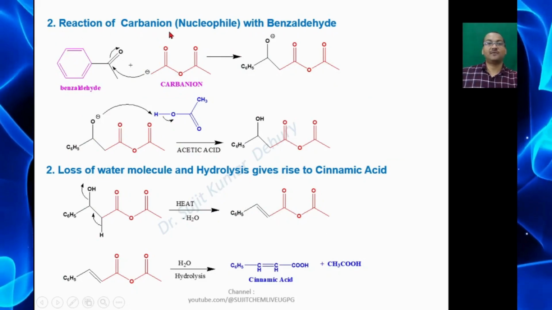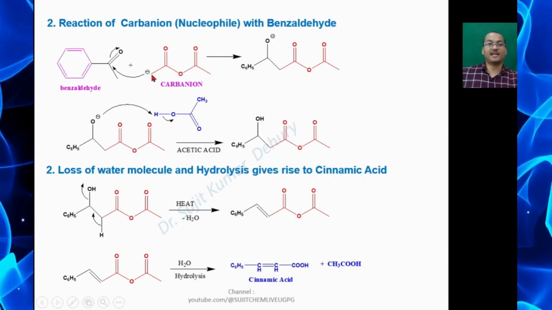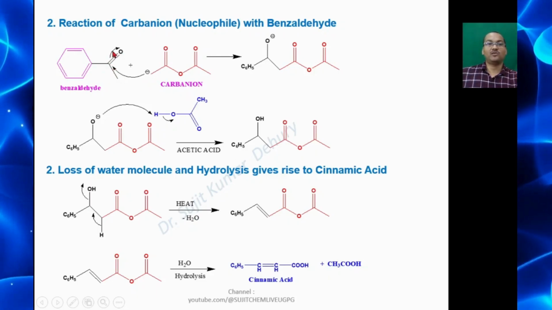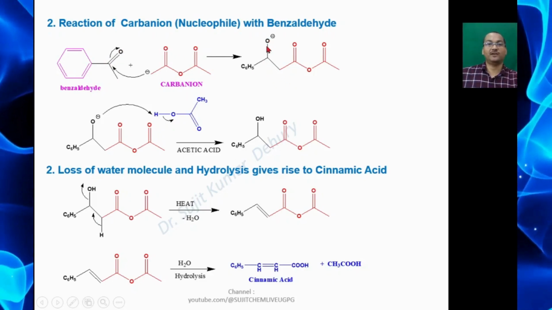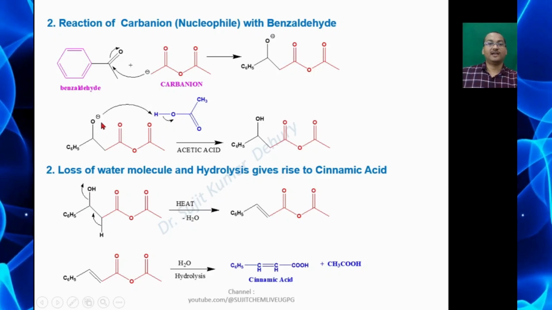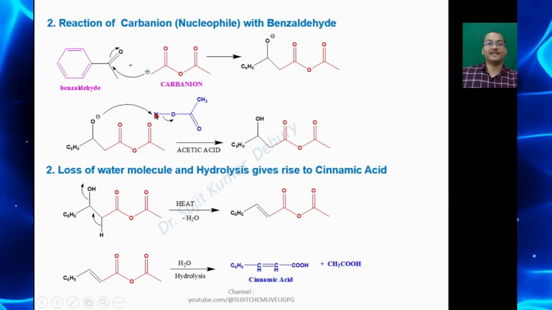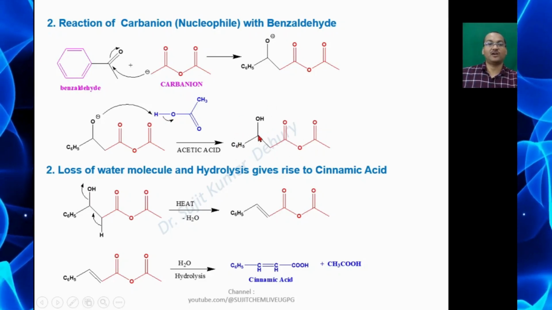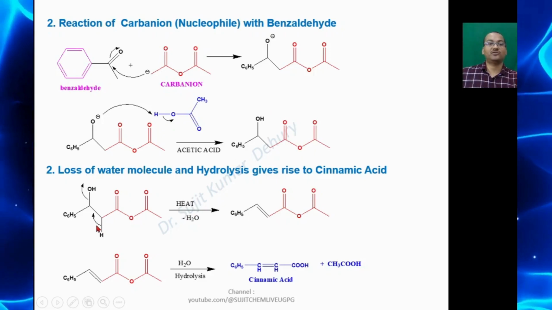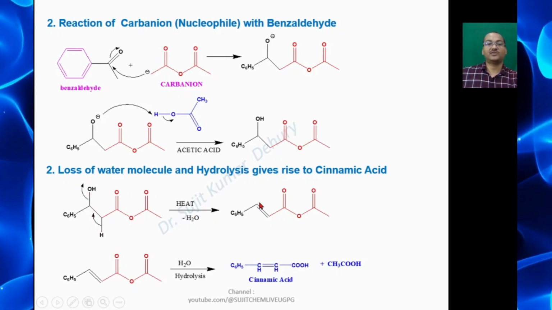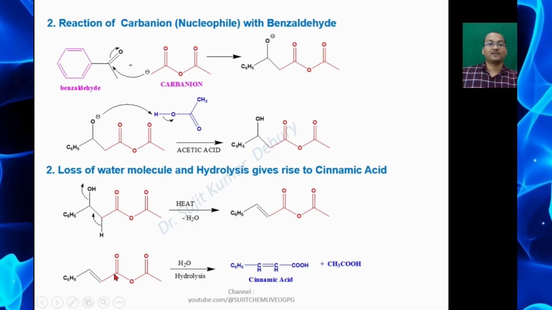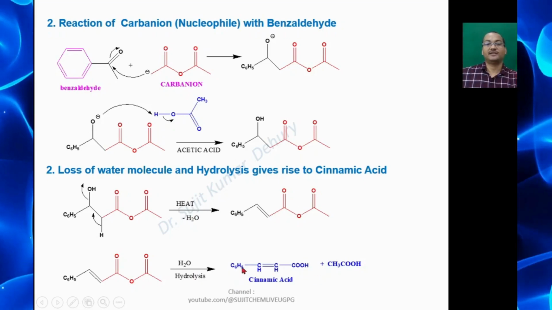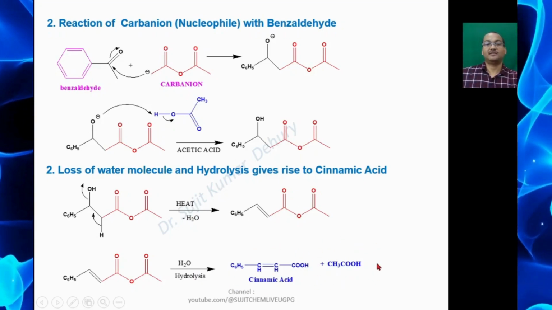Then second step, the reaction of carbanion nucleophile with benzaldehyde. So this carbanion, C minus, will attack this carbonyl carbon and C double bond O will break on oxygen, giving rise to O minus in this product. So again O minus will take the proton from acetic acid, giving rise to this hydroxy product. So once you get this hydroxy product, you can heat, so it will lose one molecule of water, giving rise to this unsaturated compound. So again further hydrolysis of this anhydride gives rise to this cinnamic acid and acetic acid.